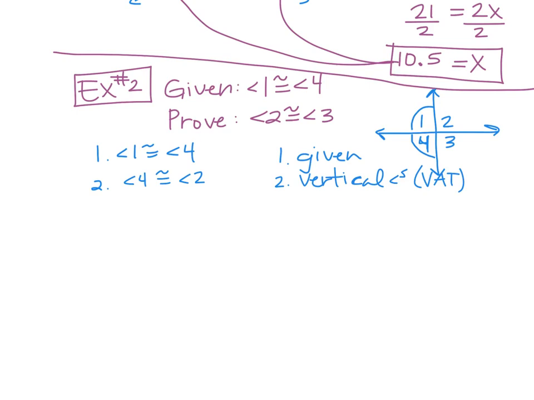Okay, now look at our first 2 steps. We said 1 is congruent to 4 and 4 is congruent to 2. What conclusion can you make from that? Think law of syllogism here. You can say that 1 is congruent to 2 by getting rid of the stuff in the middle. Which property is that? Transitive. That would be the transitive property.